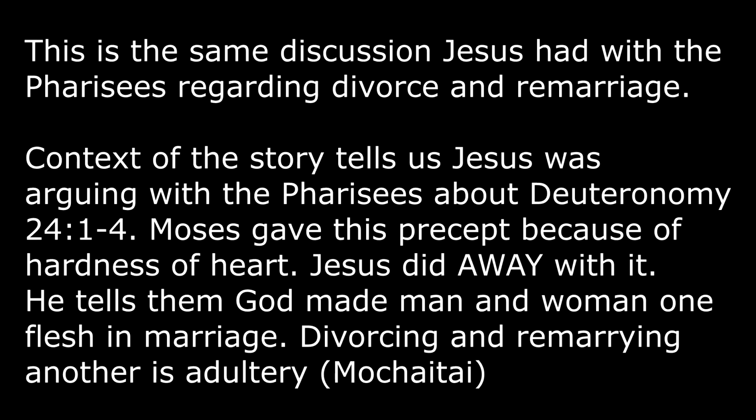This is the same discussion Jesus had with the Pharisees regarding divorce and remarriage. Context tells us Jesus was arguing with the Pharisees about Deuteronomy 24. Moses gave this precept because of hardness of heart. Jesus did away with it. He tells them God made man and woman one flesh in marriage. Divorcing and remarrying another is adultery.